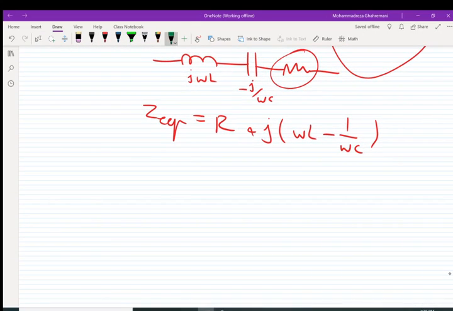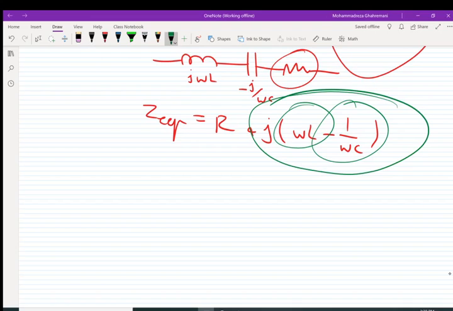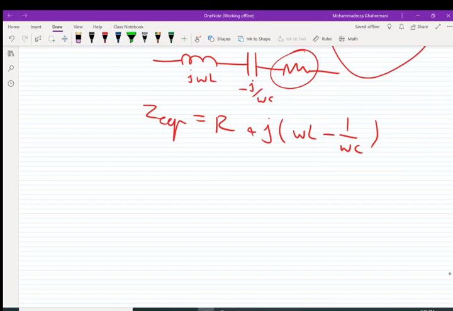Depending on the value of the inductance and the capacitance, this number can be positive or negative. So it depends on the value of the capacitor and inductor. So this number can be positive or negative. Whenever we have both capacitor and inductor, whichever has the greater term determines the sign of the reactance. Okay, so it depends on the values of the capacitor and inductor.